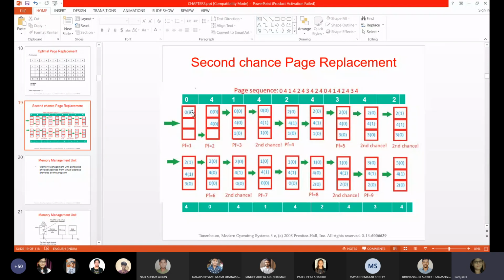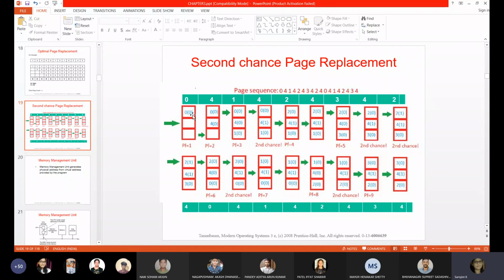But when a page comes newly into the main memory, the reference bit will be zero. The reference bit can be either zero or one only. It should be a binary value only. When the page is first referred, the reference bit will be zero. Remember, a new page comes with reference bit zero.